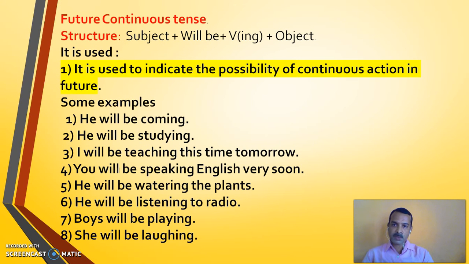While talking about future continuous tense, here the form of the verb is very important. Try to understand that the form of any particular tense is dependent on the form of the verb. So here we can see that the form of the verb is will be coming. Will be coming. In this example, will be studying. In this example, will be teaching.